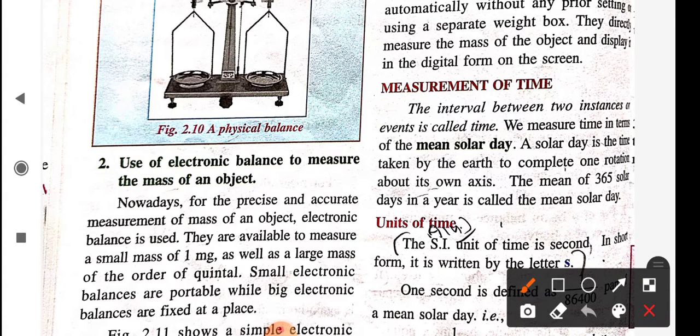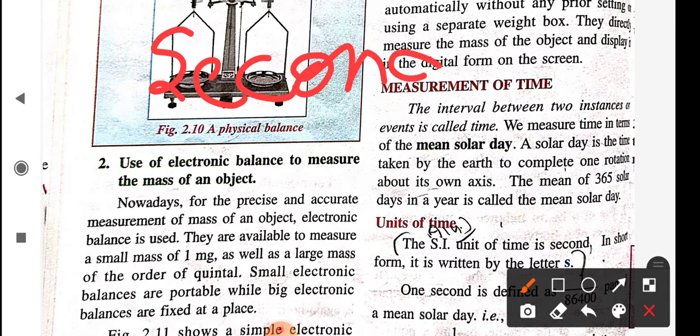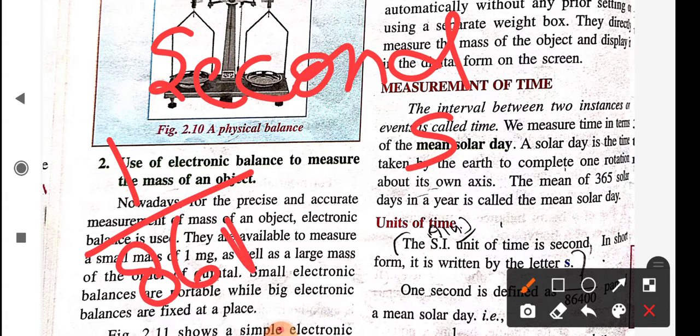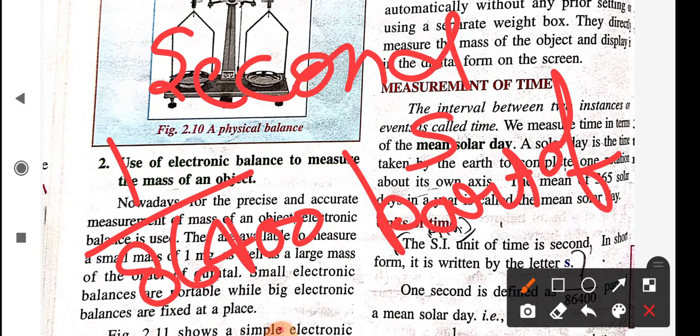So the SI unit of time is second. The unit of time is second, and in short we write it as small s. Okay, and 1 second is defined as 1 upon 86,400 part of a mean solar day, MSD. In short form we write MSD, mean solar day.